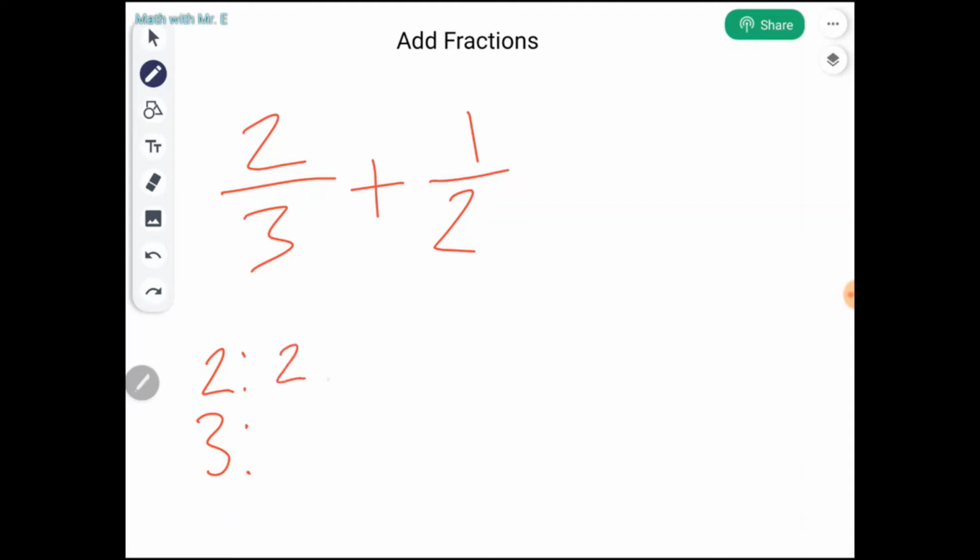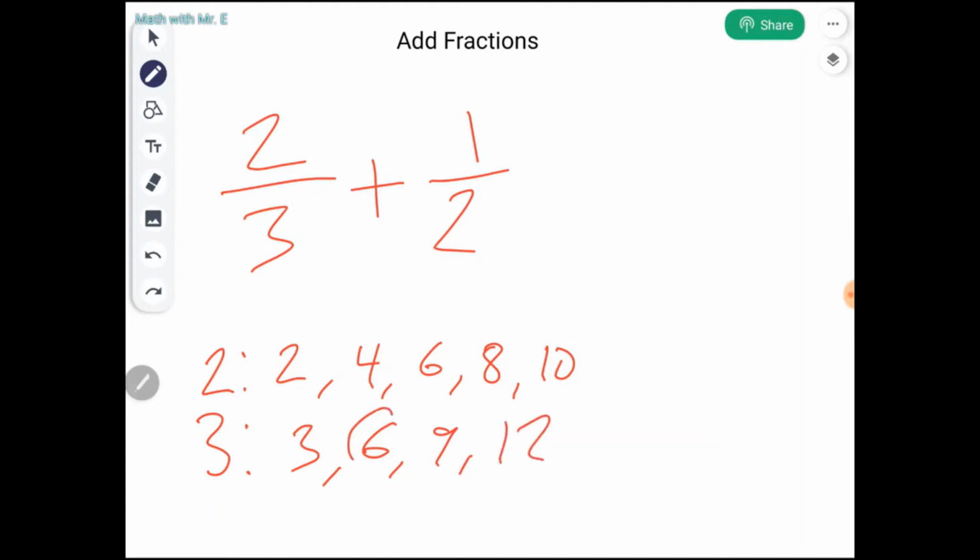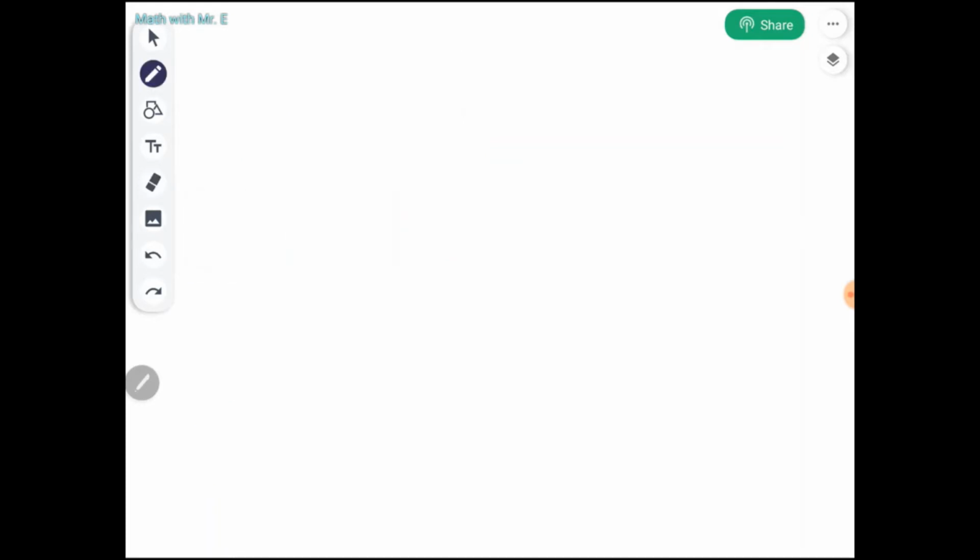So we're just finding our least common multiples. The multiples of 2 would be 2, 4, 6, 8, 10, and so on. Multiples of 3 would be 3, 6, 9, 12, and we can see the first one they have in common is 6. So that's our least common denominator. So with those fractions, we've got 2/3 and 1/2. We're going to go ahead and find equivalent fractions with that new denominator of 6.